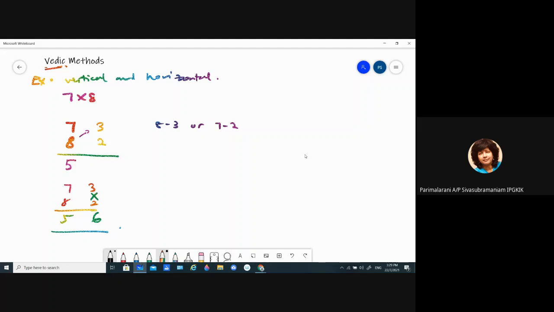Okay, if I had another example, 6 times 7, I would write 6, 7. The difference between 6 and 10 is 4. The difference between 7 and 10 is 3. So either 7 minus 4 or 6 minus 3, the answer is still the same. It is 3. 3 times 4 is 12, so it is 2, carry 1 here. So it is 42.